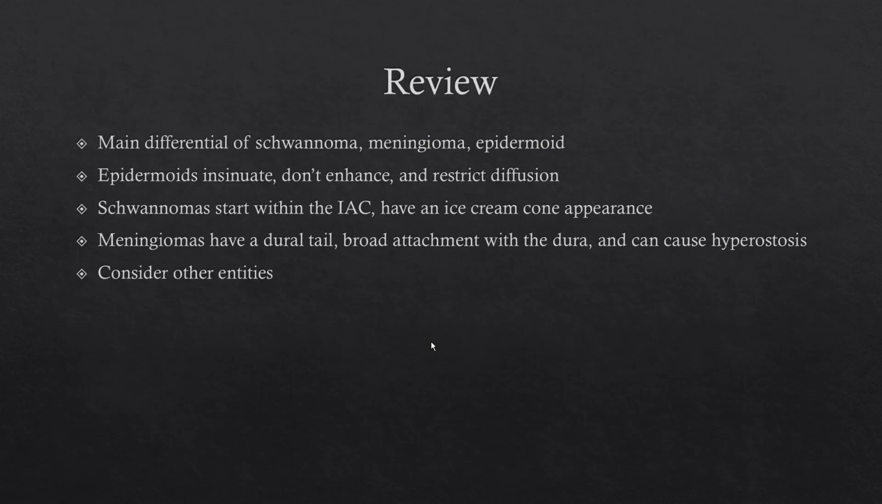To review, our main differential for cerebellopontine angle cistern mass is going to be schwannoma, meningioma, and epidermoid. Epidermoids insinuate themselves along the brain, they don't enhance, and they restrict diffusion. Schwannomas start within the IAC and have an ice cream cone appearance. Meningiomas will have a dural tail with a broad attachment with the dura and can cause hyperostosis. We want to think about the most common entities and put them at the top of our differential, but also keep in the back of our mind other things that can occur in these regions.